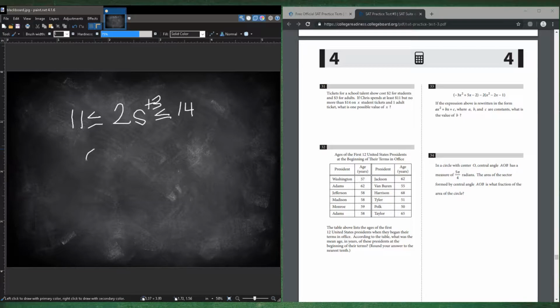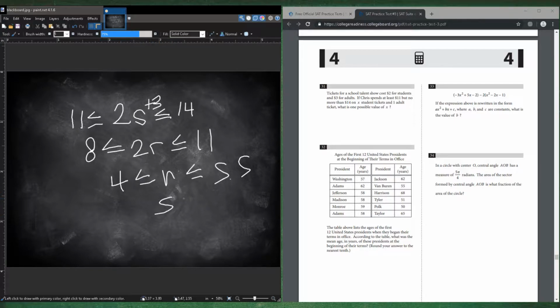So subtract 3 from both sides, that's 8 and 11. Divide by 2, that's 4 and 5.5. Usually when I choose this, I choose an integer that's between those two numbers. So I'll choose 5. So the answer I'll say is 5.